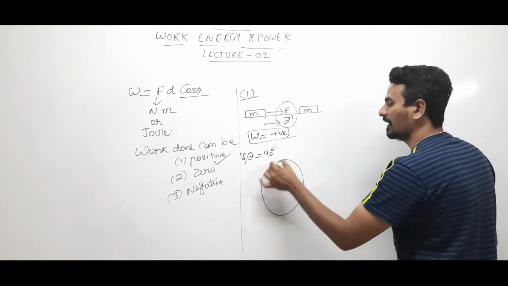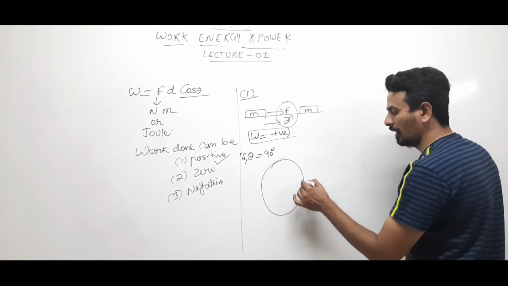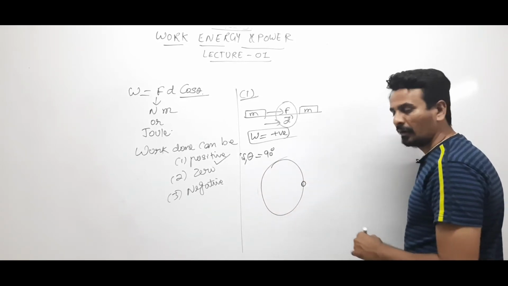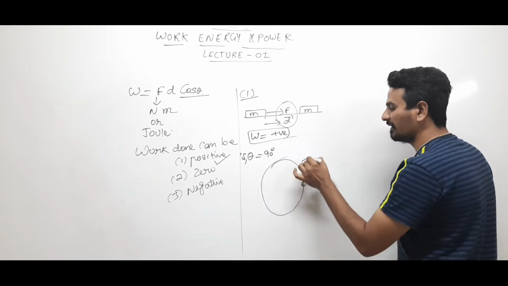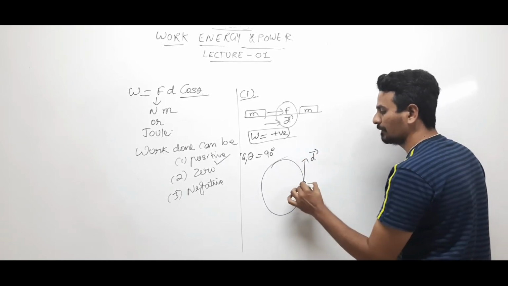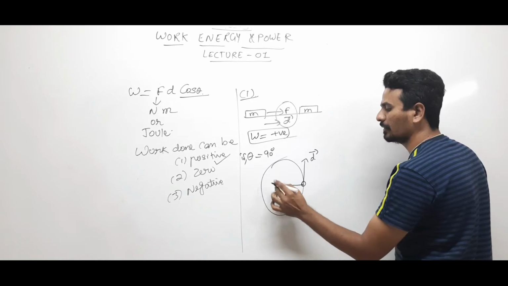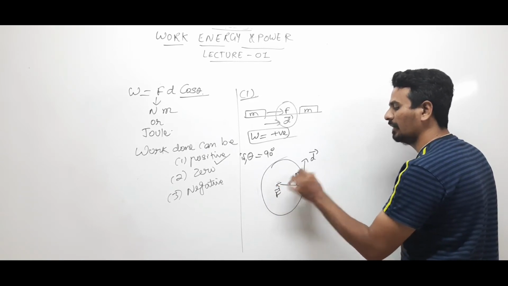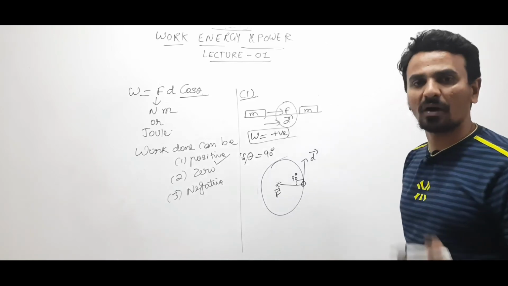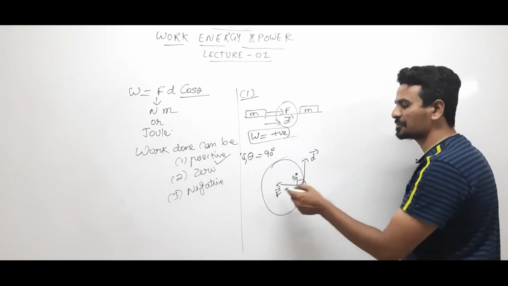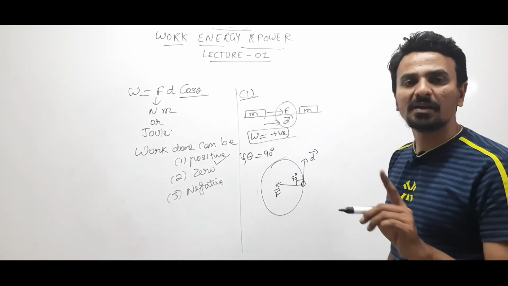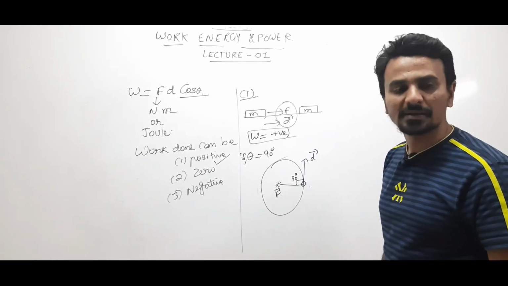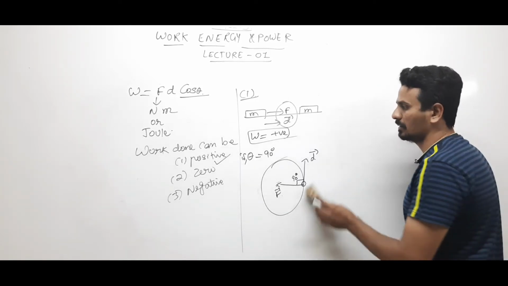We can take one more example. Let us consider the case of uniform circular motion. In uniform circular motion, the displacement of the particle is in the tangential direction. Force, centripetal force, is towards the center. So the angle between these two is 90. So in such cases, work done on the object by centripetal force will be 0. Clear? Okay.